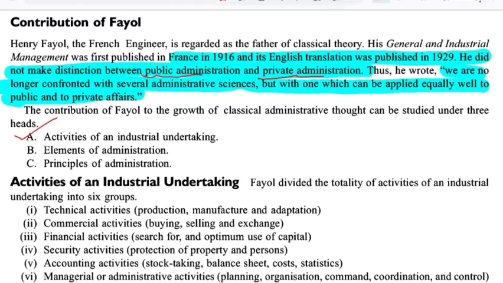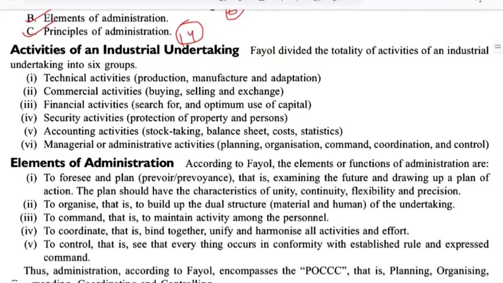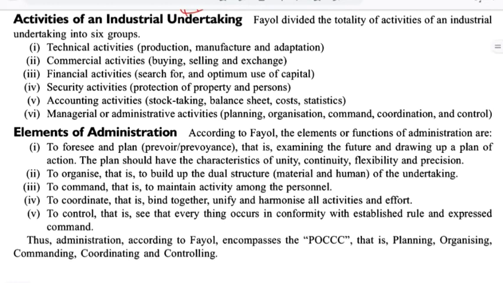First is the activities of industrial undertaking, then the elements of administration, then the principles of administration. We will discuss the 14 principles of administration, and we will discuss the six activities of industrial undertaking. Okay, let's start one by one. First we will discuss the activities of industrial undertaking. Henri Fayol divided the totality of activities of industrial undertaking into six groups.